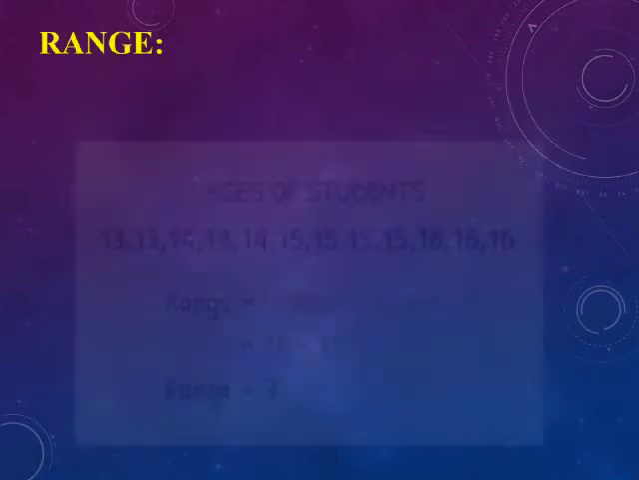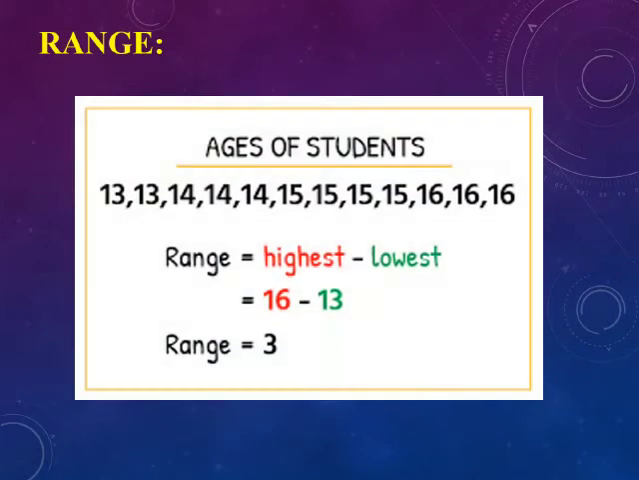Range. Range is the highest value minus the lowest value, that is maximum value minus minimum value. Here the maximum value is 16 and the minimum value is 13. Then we have to subtract these two numbers. So 16 minus 13 is 3. So here the range is 3.